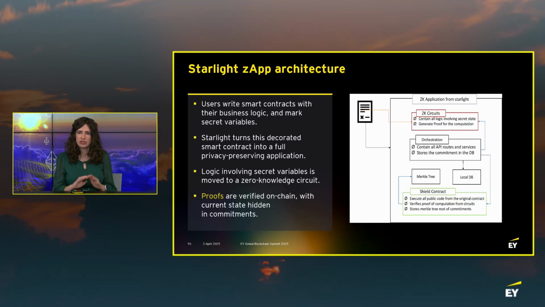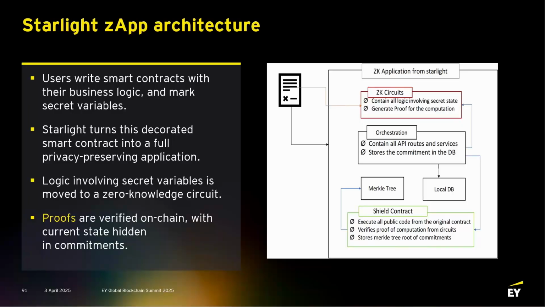Okay, so how does this Starlight zApp look? There are three main components: the shield contract, orchestration, and the zero-knowledge circuits. In the shield contract, we still have all of the public code from the original Solidity contract. But we no longer have any of the secret logic, which is moved into the circuit of the zero-knowledge proofs. But we do, in the shield contract, verify the proof that all of that logic has been done correctly.